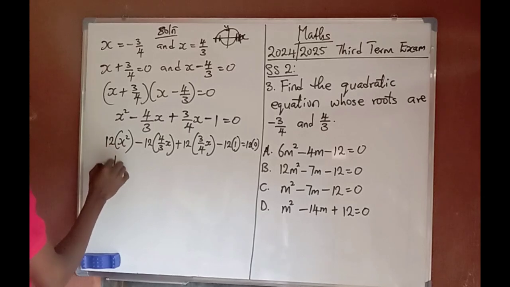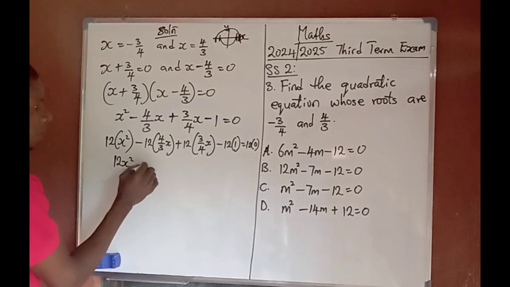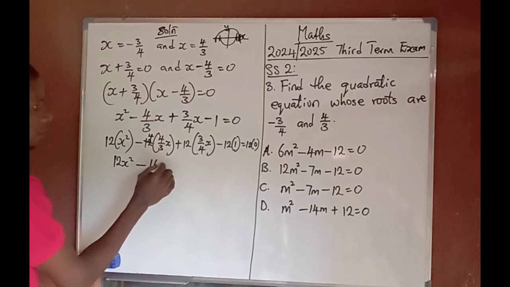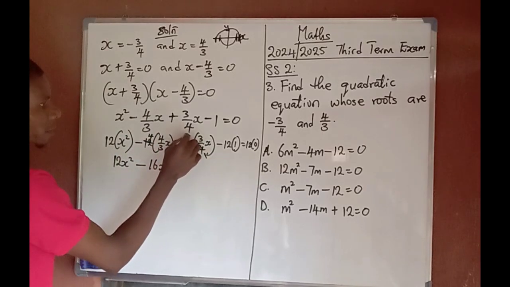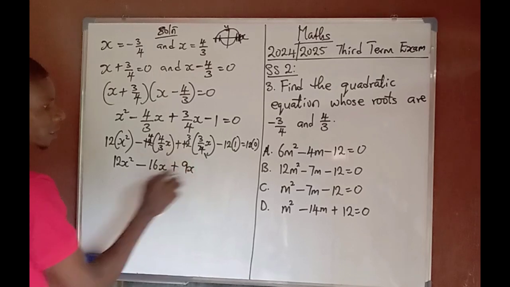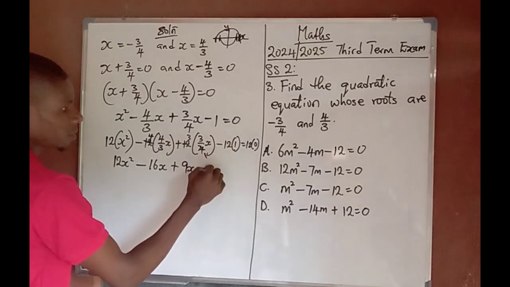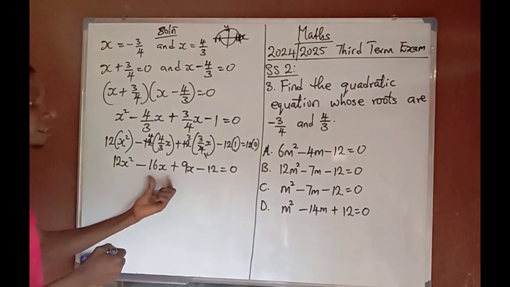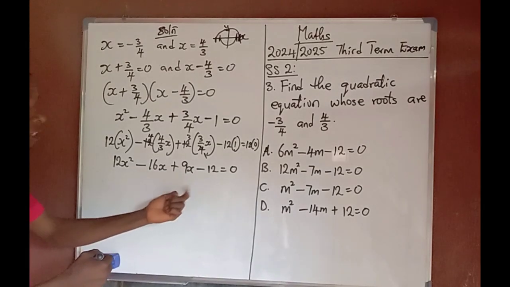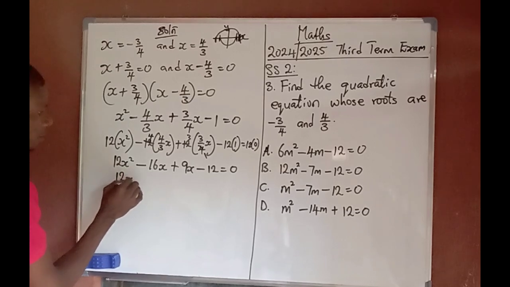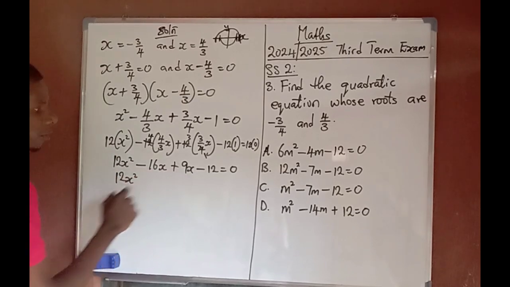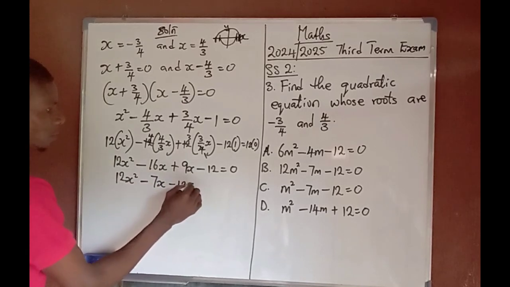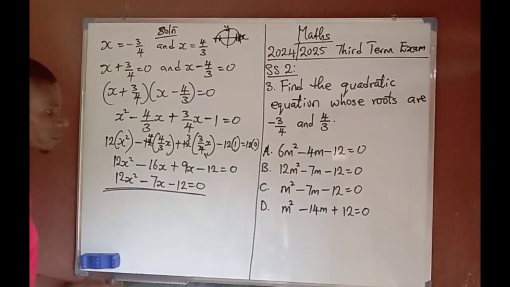So 12 times x squared will give us 12x squared, minus 12 times this will give us, this is 4 times 4, 16x, plus 4 here is 3, 3 times 3 will be 9x, minus 12 times 1 is 12, and 12 times 0 is 0. Then we can easily collect like terms because we have cleared the fraction. So here is 12x squared minus 16 plus 9 will give us negative 7x, minus 12 equals 0. So this is the quadratic equation.